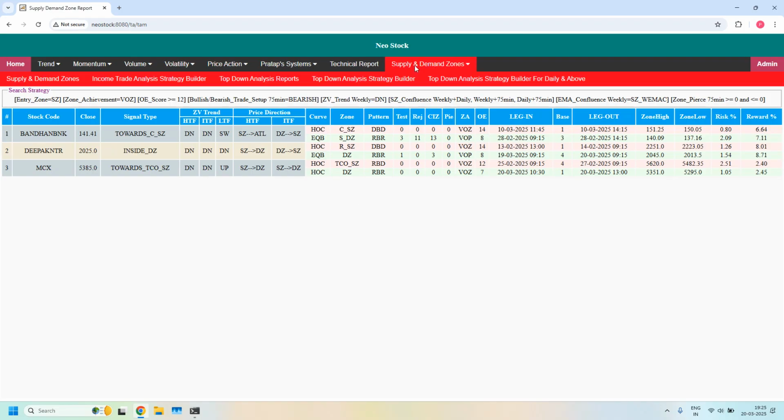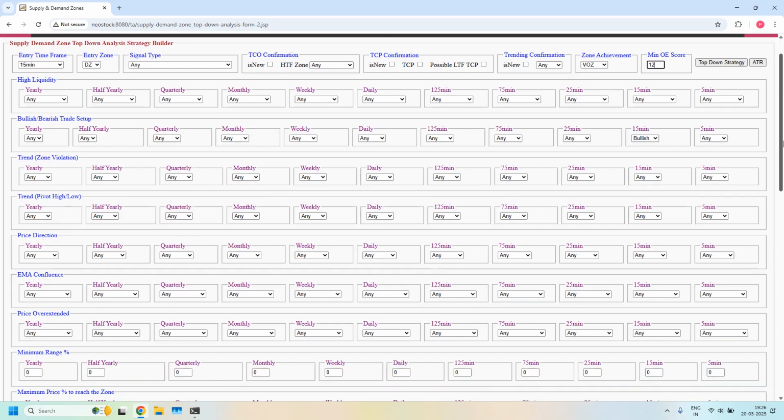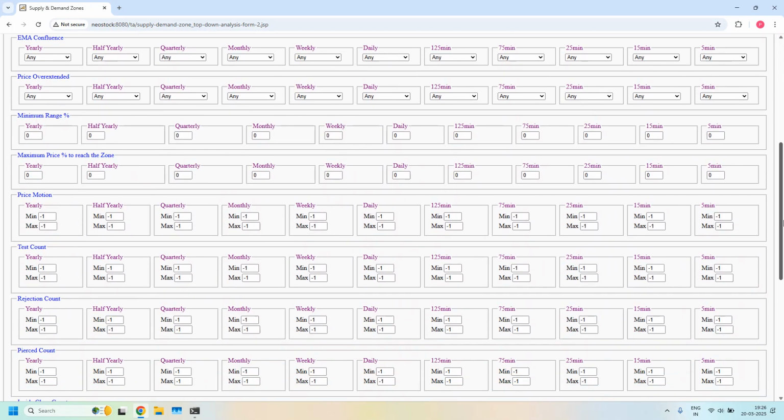Next, we will look into daily income trades. First, bullish trade setup, entry time frame 15 minutes, entry zone, demand zone in bullish or bearish trade setup. At 15 minutes, I am selecting bullish, zone achievement VOZ, minimum order enhancer score 12, and the 15 minutes demand zone should not be pierced.